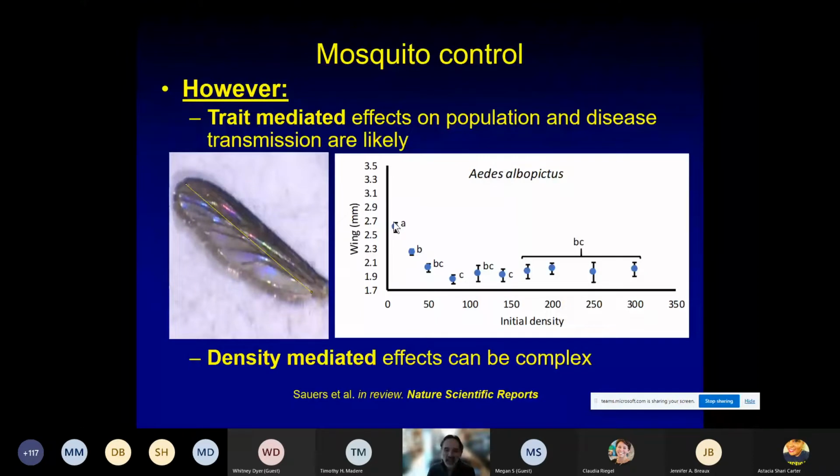The other thing, and I'll talk some about the possible consequences of trait-mediated effects of mosquito control, but density-mediated effects are the goal of mosquito control, and they're also more complicated than we tend to think. And I'll talk more about that as this talk goes on as well.